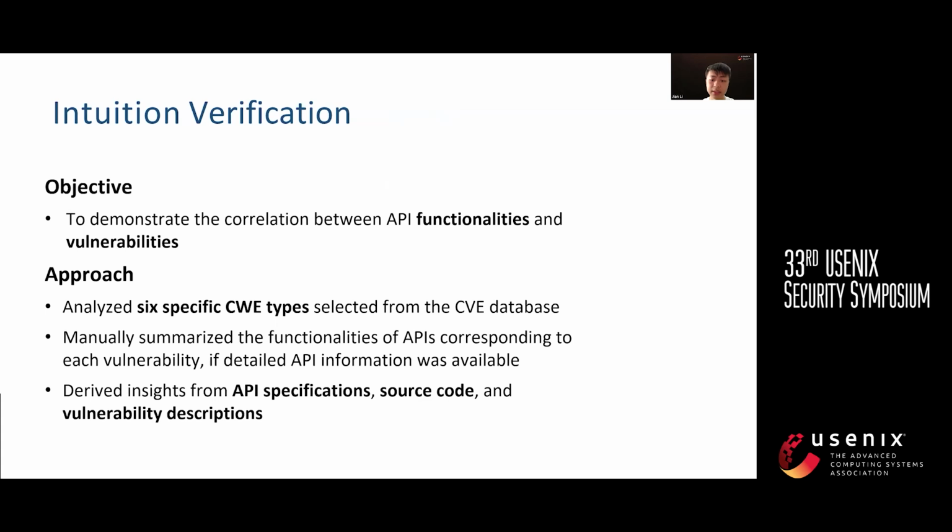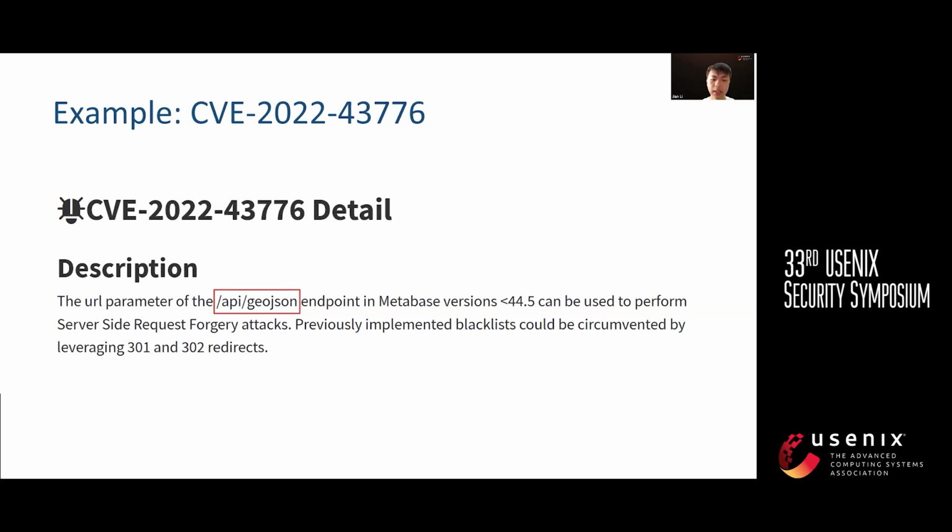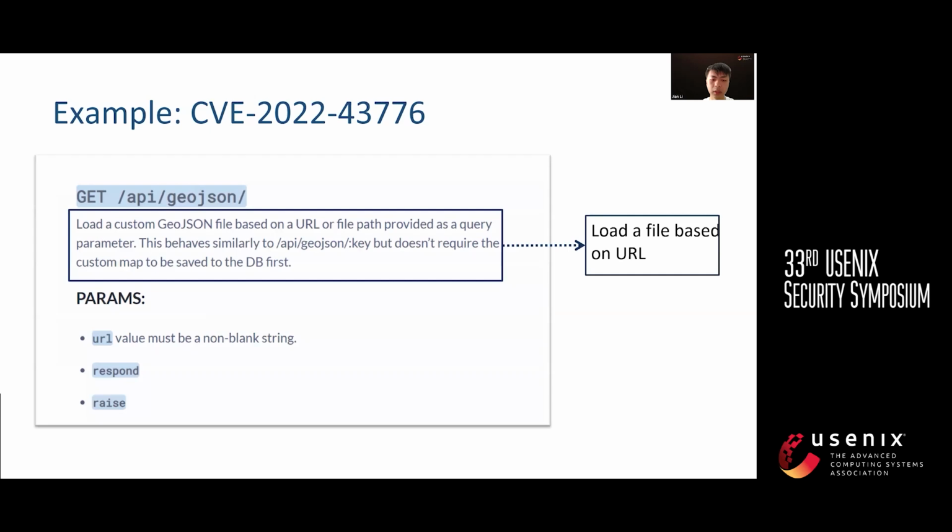We analyzed 6 CVE types. We manually summarized the functions of APIs corresponding to each bug, if detailed API information was available. We derived the insights from API documentation, source code, and detailed vulnerability descriptions. Let's take this CVE as an example. We know the vulnerable API endpoint is the API JSON from the description. By checking the specification, we understand it is for loading a file based on a URL.